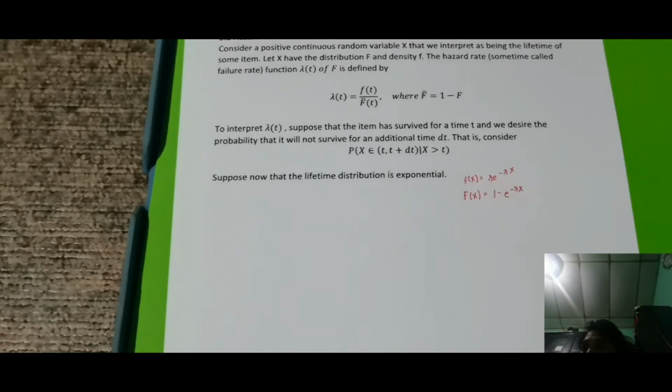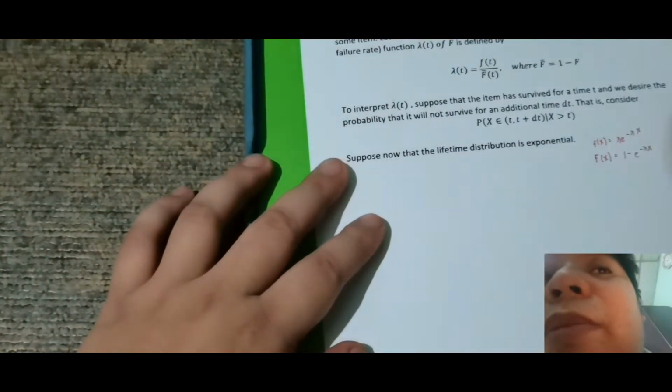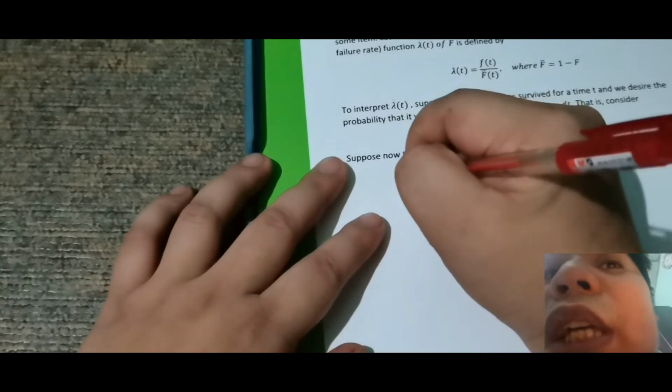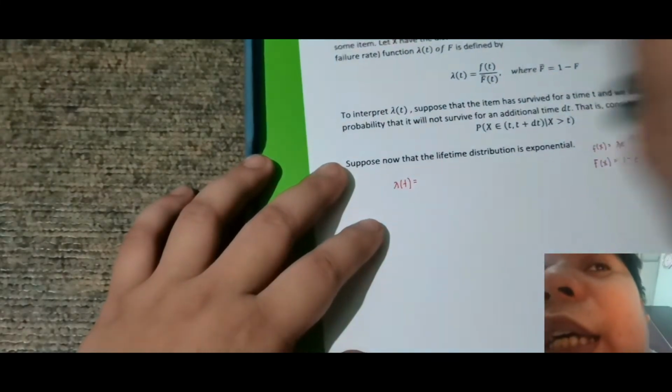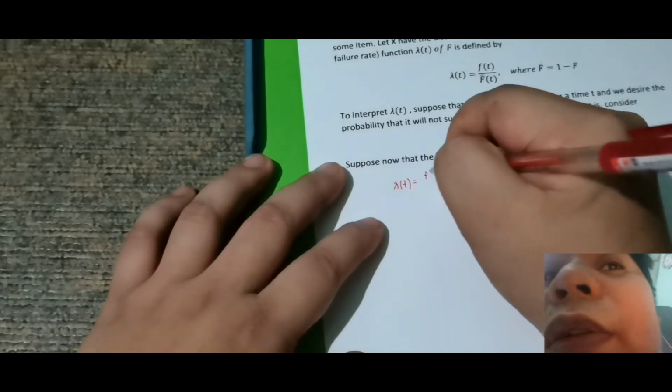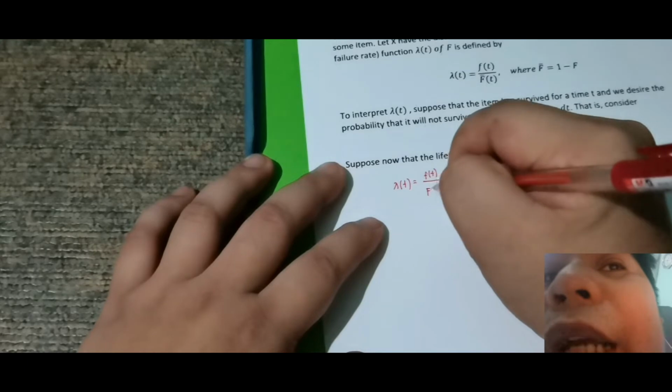Okay, so now ready na tayong i-compute yung hazard rate function of the exponential random variable. So lambda of t is simply equal to f of t over F prime of t.